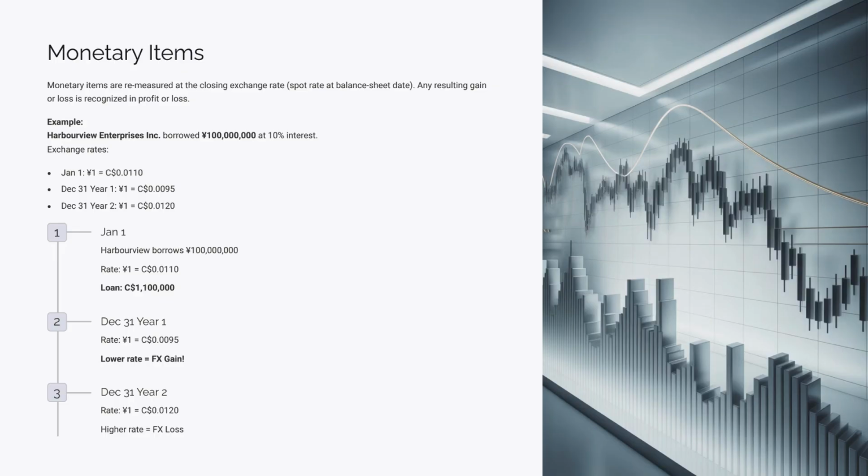Example, Harborview Enterprises Inc. borrowed 100 million yen at 10% interest. At the start, the loan is recorded at 1,100,000 Canadian dollars.